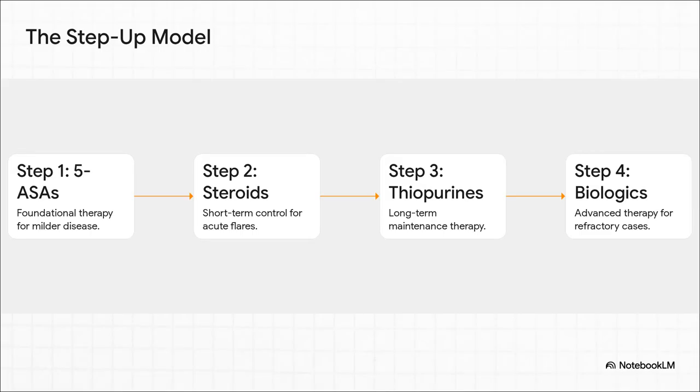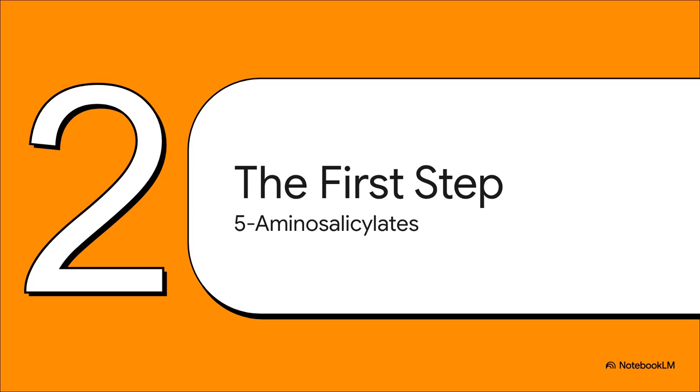So how do we get there? We use what's called the step-up model. I want you to picture a pyramid. We start at the bottom, the widest part, with the foundational therapies for milder disease. And then only if we need to, we climb up or step up to stronger medications for patients who are sicker or aren't responding.